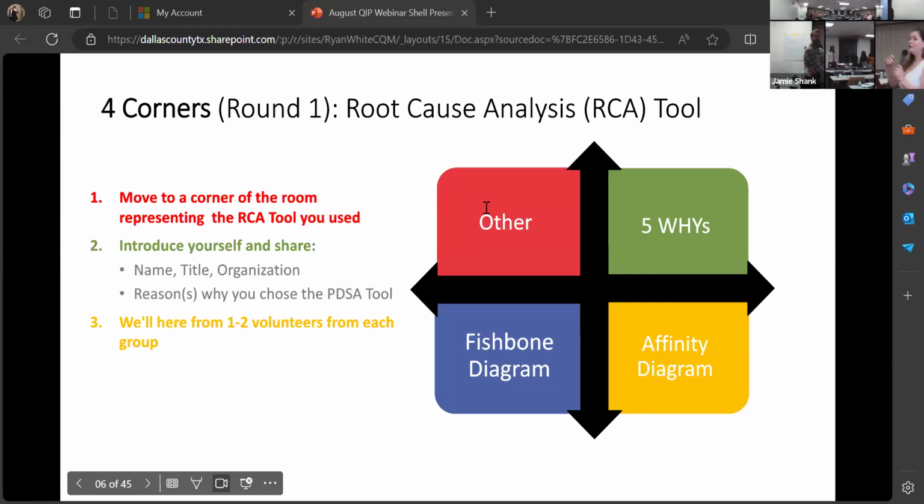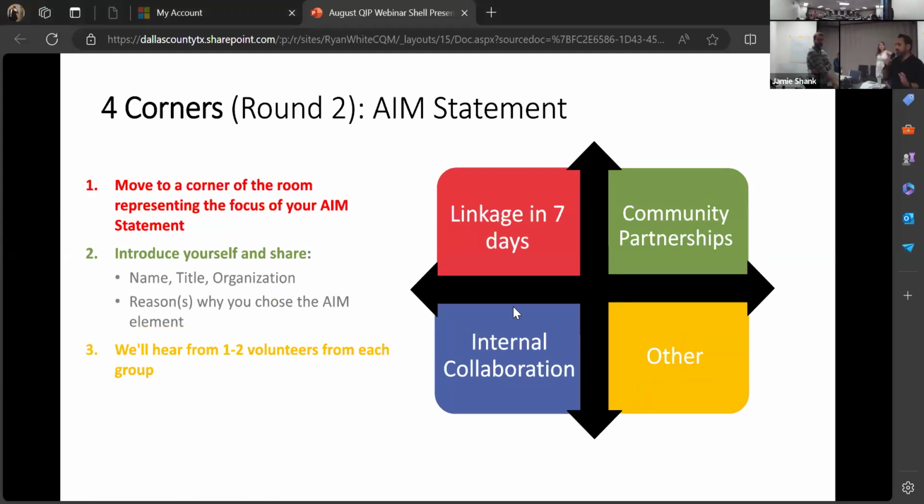So OP, you want to walk us through round 2 and then we'll wrap it up. Thank you, Jamie. Yeah, so now we'll go to round 2. Next slide, please, Kevin. Okay, so it's the same activity, right?